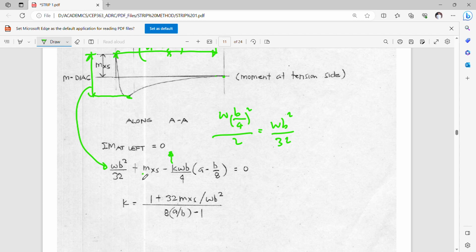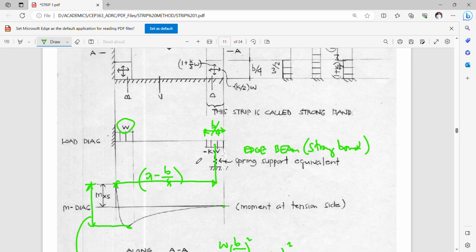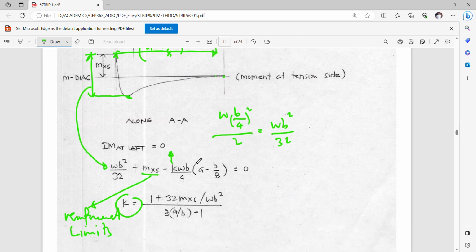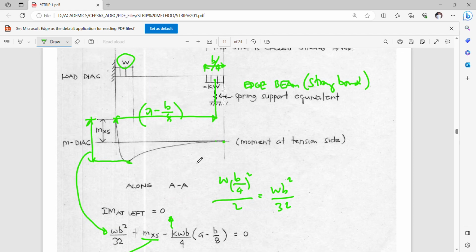And solving for the k value here, assuming again that mxs is determined on the basis of reinforcement limits, okay, and everything is just known, you can solve for your k value, okay? So that's the way to solve for your k value that will dictate every spring support or spring constant you ought to use in your diagram.